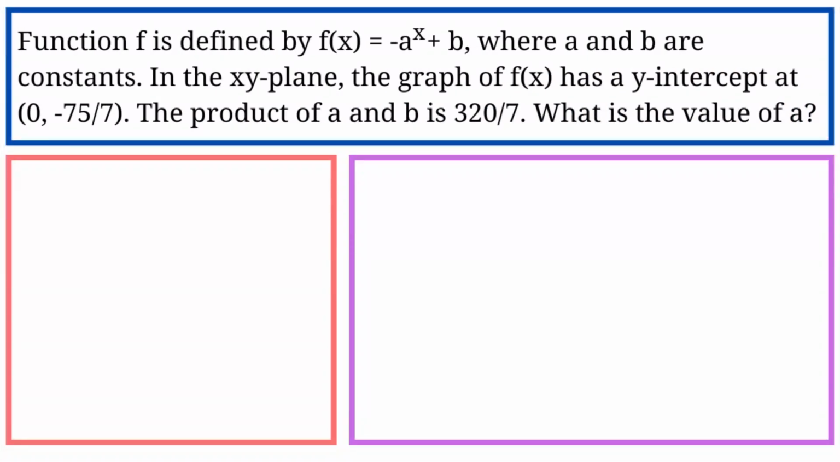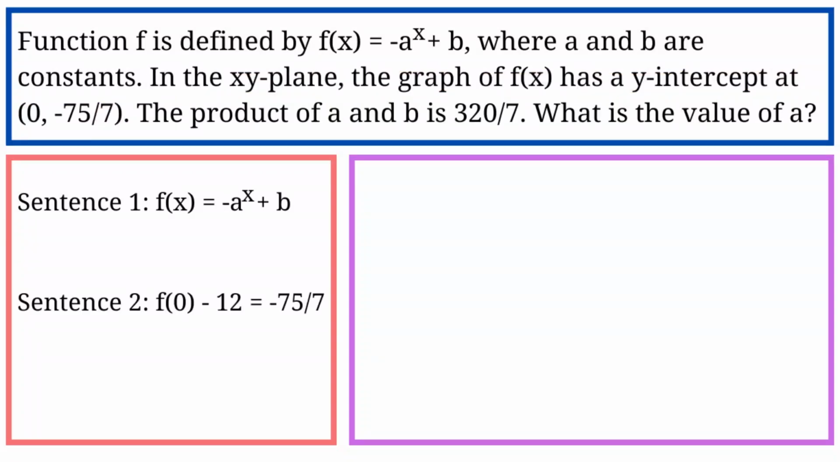In our first example here, the first sentence is just telling us the form of the equation, so f of x equals negative a to the x plus b. The second sentence is just a more complicated way of saying that f of 0 minus 12 equals negative 75 over 7, because if you want to find the y-intercept of an equation, you just plug in 0 for x. And then our last sentence tells us that a times b is 320 divided by 7.